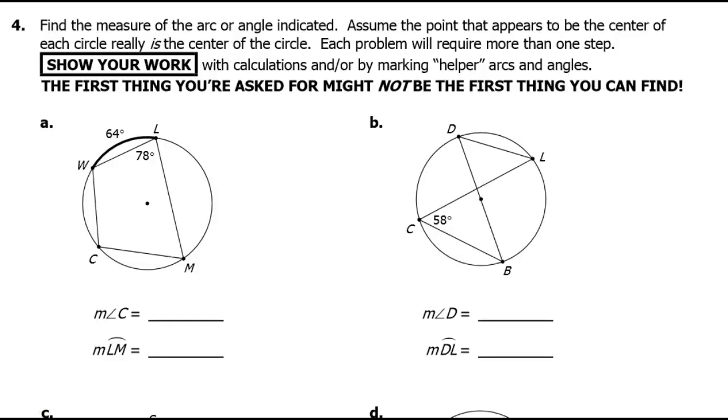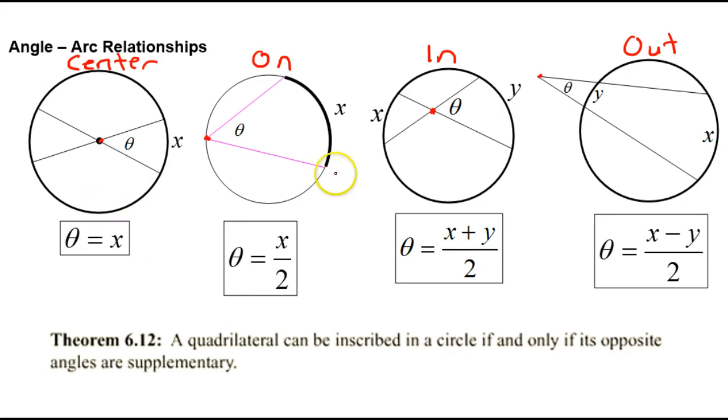In this video, we're going to discuss the relationships between arcs and angles inside of a circle. So mostly that means we're going to be looking at these four situations. If the vertex is at the center, the angle equals the arc. If the vertex is on the circle, the angle is half the arc. The arc is double the angle.